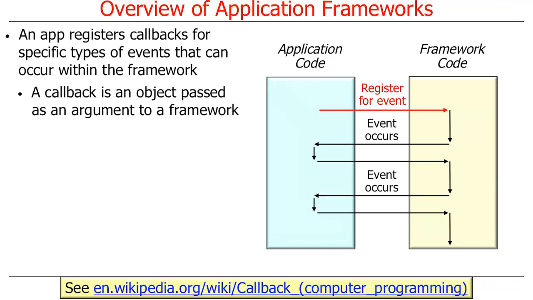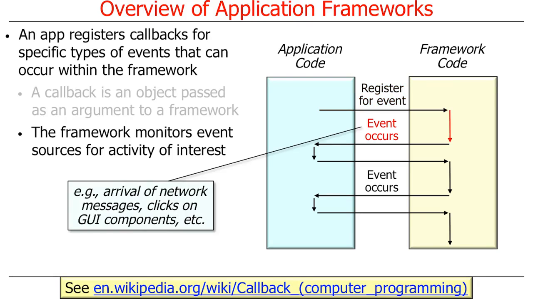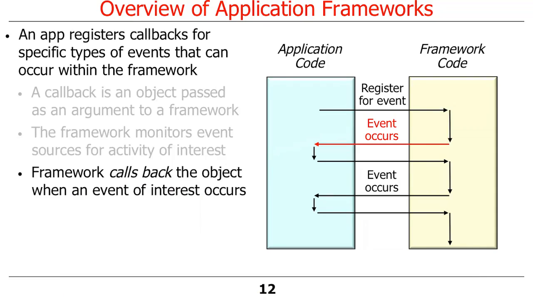A callback is essentially an object that's passed as a parameter to a method provided by the framework. The framework transparently monitors event sources, such as user input buffers, network connections, files, or directories, for activity of interest that the app is registered for. When something happens that's of interest to app components, the framework is responsible for calling back the object registered as part of the callback.